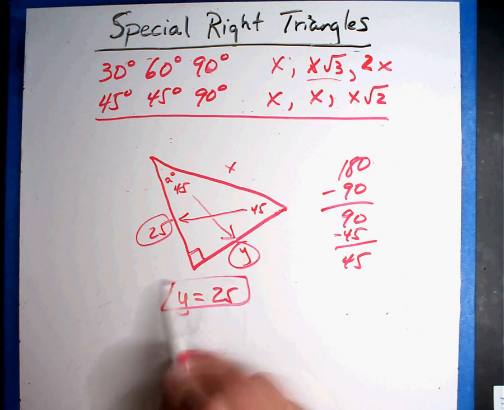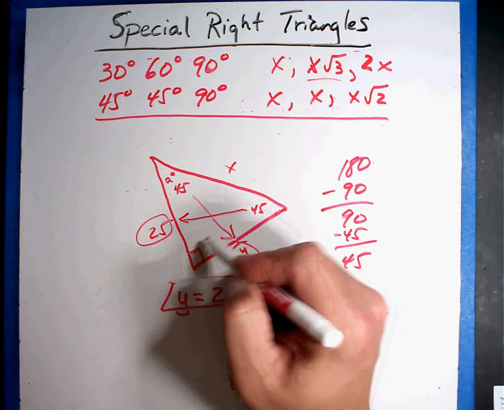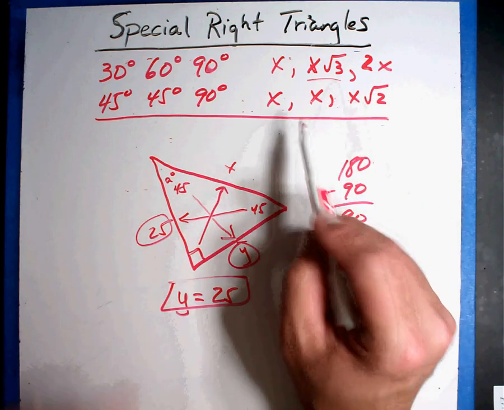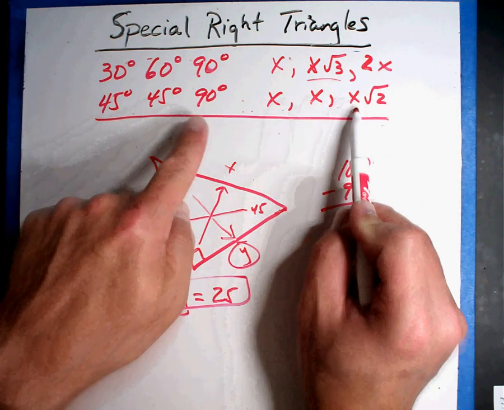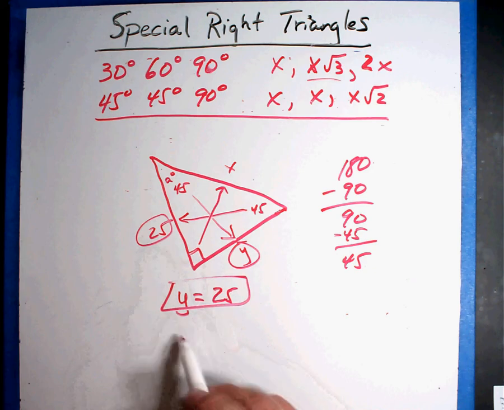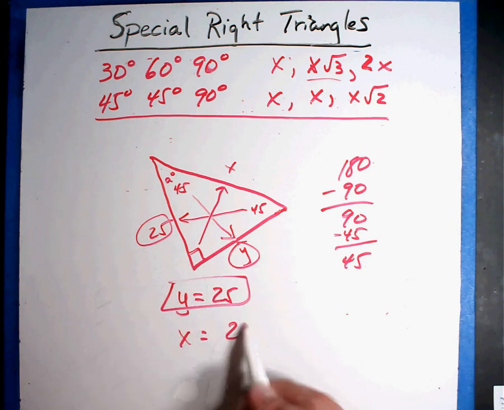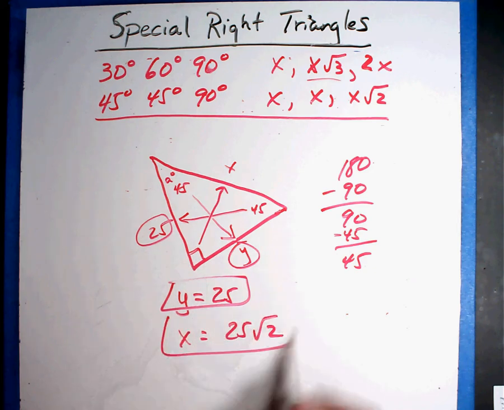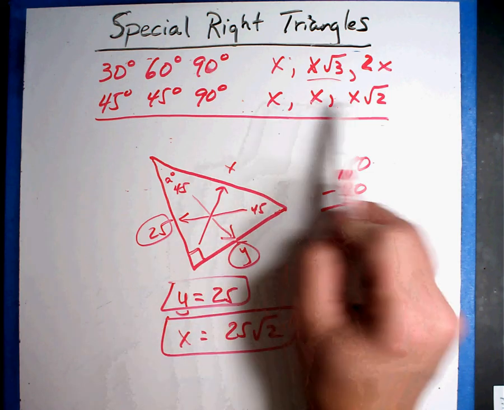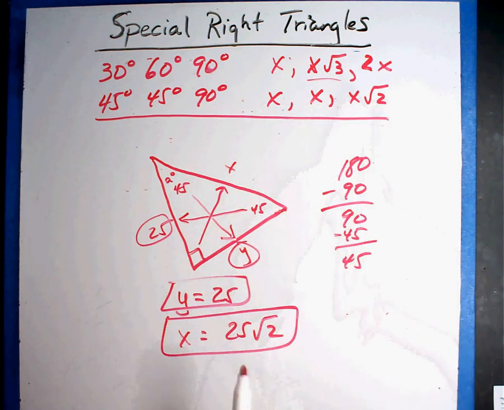So I know that from the picture. And across from the 90 is supposed to be X square root of 2, or if X is 25, then this other side is going to be 25 square root of 2. So all I'm doing is using the pattern they gave me to come up with the answers. Let's try another one real quick and see if we get it.